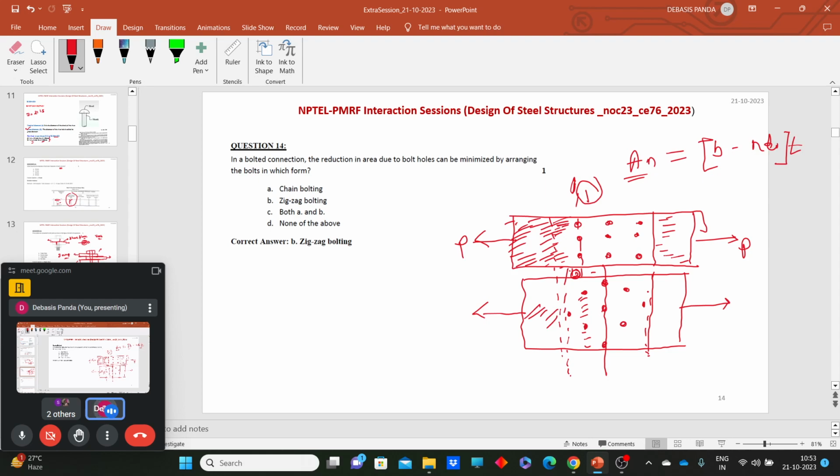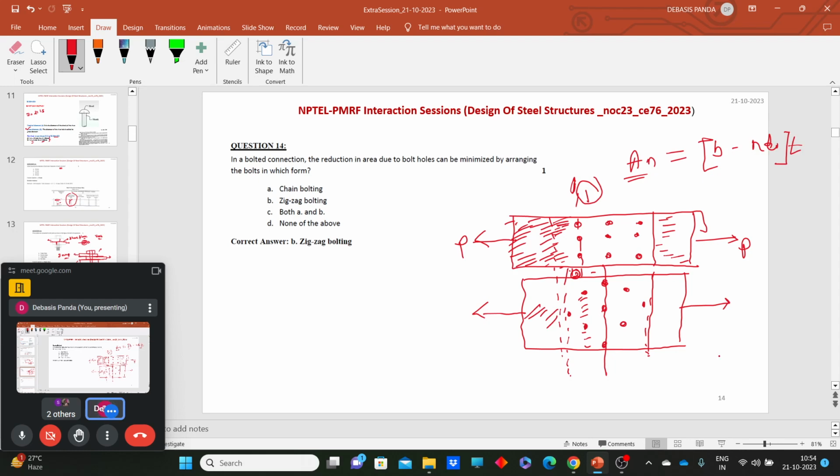So in the middle portion, if the area is reduced a little bit, that will not create that much of a problem. So this is the concept of going to diamond bolting instead of chain bolting, if we have that privilege to provide that kind of bolting for that particular situation and for the particular joints.